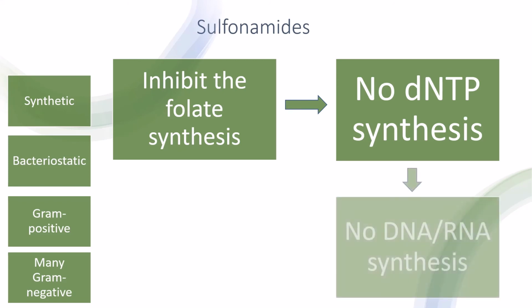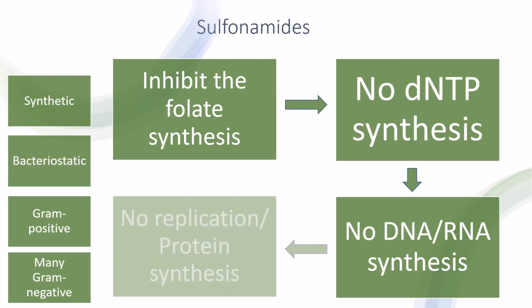So no folate synthesis leads to no DNA or RNA synthesis, which means that there is no DNA replication and there is no protein synthesis because the RNA cannot be synthesized, and hence no transcription and translation. Here are some examples of sulfonamides.